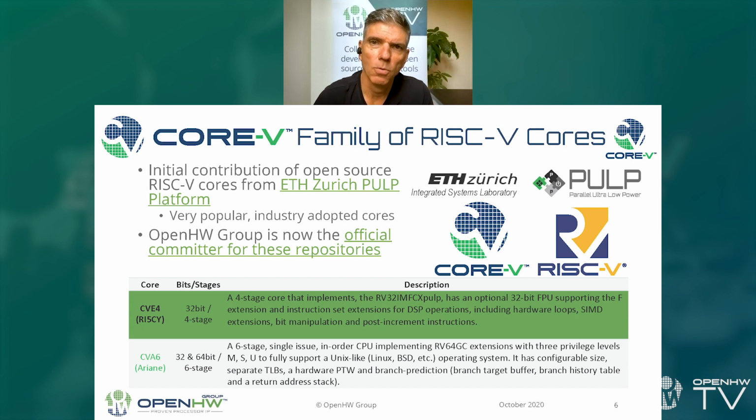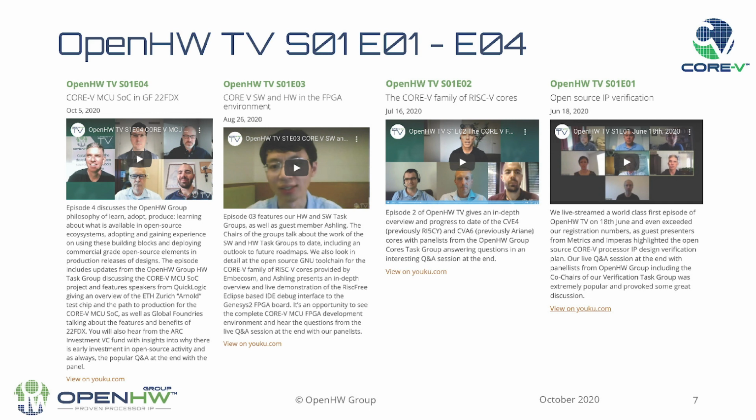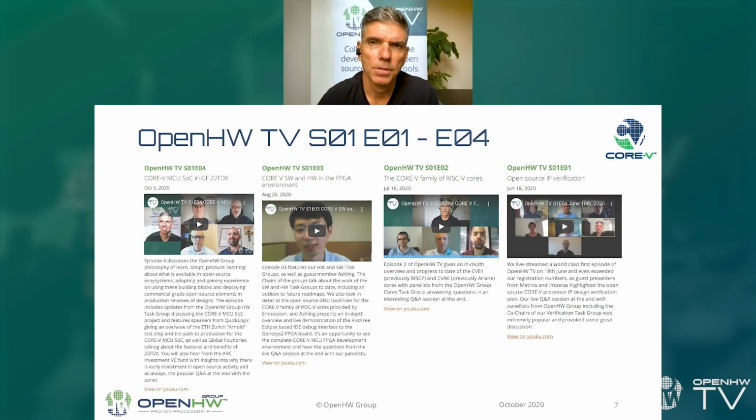In particular, the CVE4, which is a 4-stage embedded class core, originally known as RISC-V from the ETH team, and the CVA6, which is both a 32 and 64-bit 6-stage application class core, again from the team at ETH. And now the OpenHW Group ecosystem is the committer, if you will, owner of these repositories, and we maintain these open source artifacts for the community. If this is your first episode, we produce these live stream episodes monthly. So this is episode 5, and we're focused on this functional RTL freeze milestone for the CVE4. But you can go back and view OpenHW TV episodes from last June throughout the summer, as we've covered different parts of the ecosystem that are helping us develop these open source artifacts.